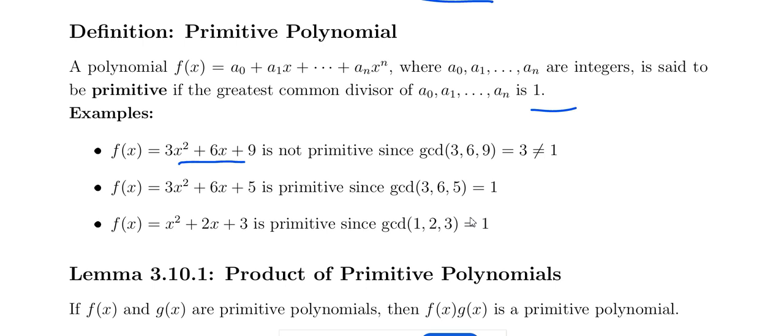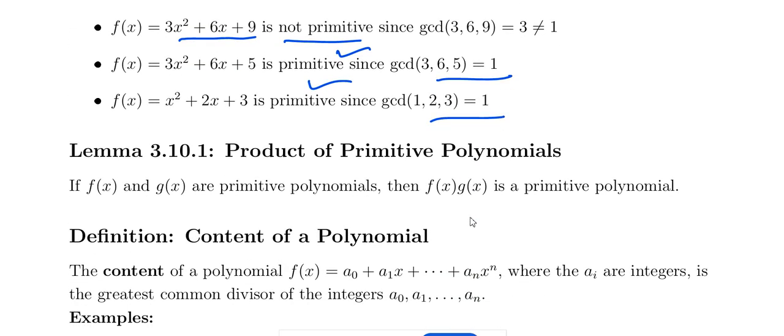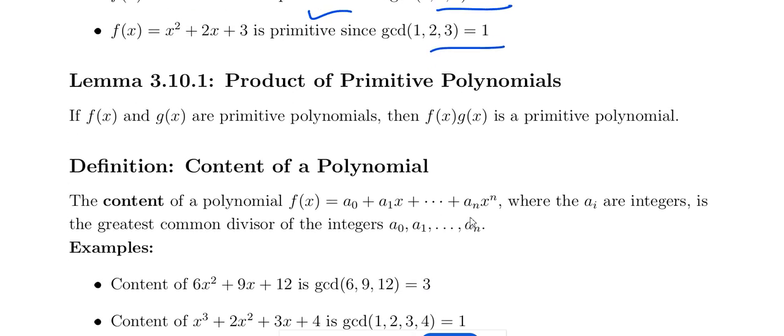அப்படின்னா இது பார்த்தீங்கன்னா, is this a primitive polynomial? 3, 6, 9 இது மூணுத்தினுடைய GCD is 3, which is not equal to 1, so it is not a primitive polynomial. இங்கே 3, 6, 5 இருக்குது, இதனுடைய GCD 1 வருது, so it is a primitive polynomial. இங்கே 1, 2, 3 வருது, so the GCD is 1, so this is a primitive polynomial. So very simple, if the GCD of the coefficients of the polynomial is 1, that is called a primitive polynomial.